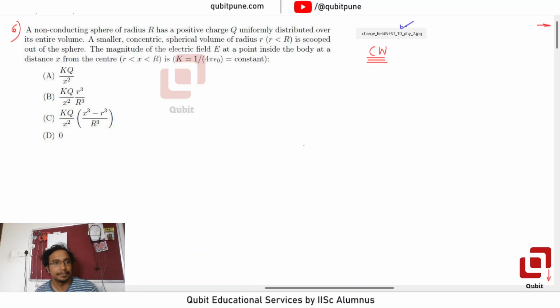कैसे करोगे? Yes, keywords हैं यहाँ पे. First, it is non-conducting, so the charge can remain wherever it is. They're saying uniformly distributed. Okay, मतलब charge density constant है.